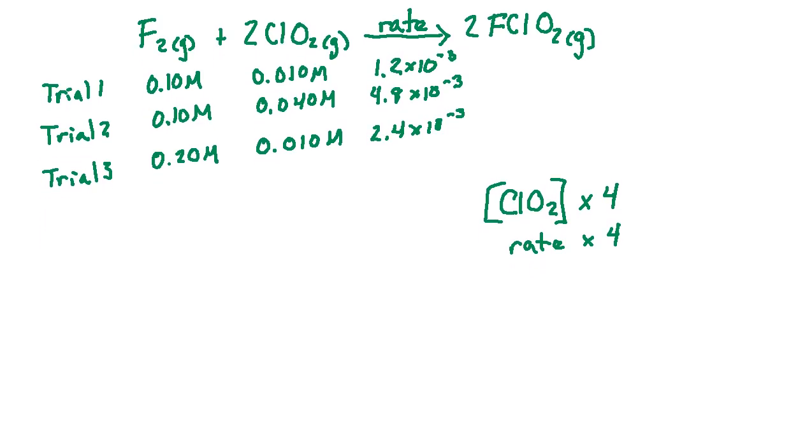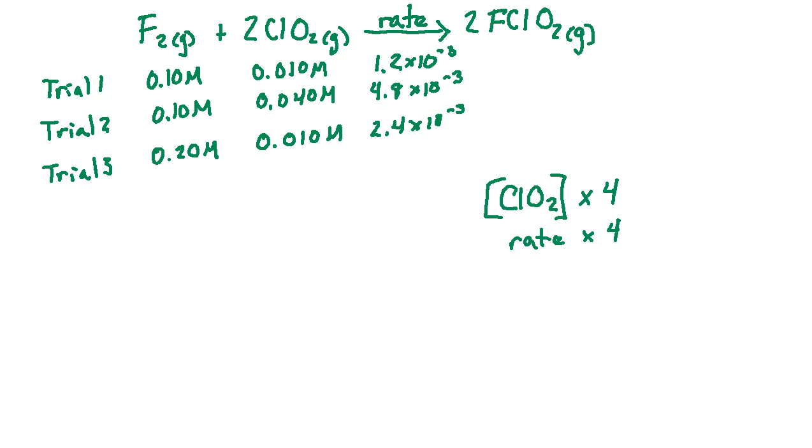All right, so then the next question is, what about the fluorine? So that's for trials 1 and 3. And if I look at the concentration of the fluorine, in this case, it was times 2, right? Because we went from 0.1 to 0.2. And so if I take a look at the rate, it went from 1.2 times 10 to the negative third to 2.4 times 10 to the negative third. So the rate, once again, shows a proportional type of behavior relative to this fluorine.